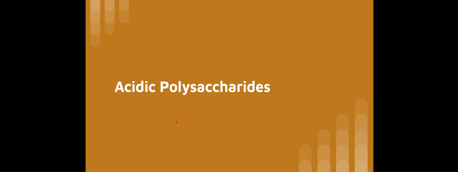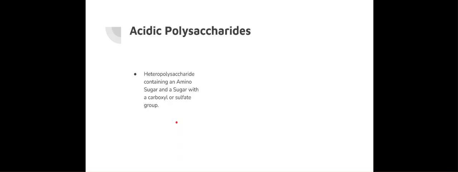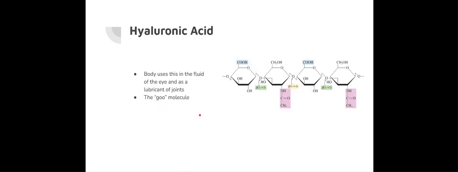Okay, acidic polysaccharides. I think we're getting close to the end. I've got 4 slides left. So acidic polysaccharides are heteropolysaccharides that contain an amino sugar and a sugar with a carboxyl or sulfate group. Please tell me I have a diagram. Okay, oops.